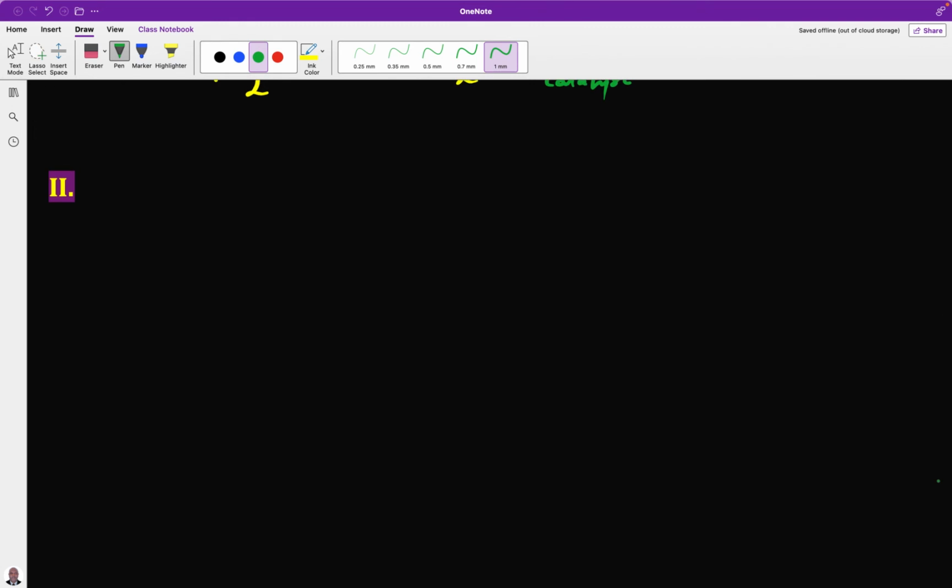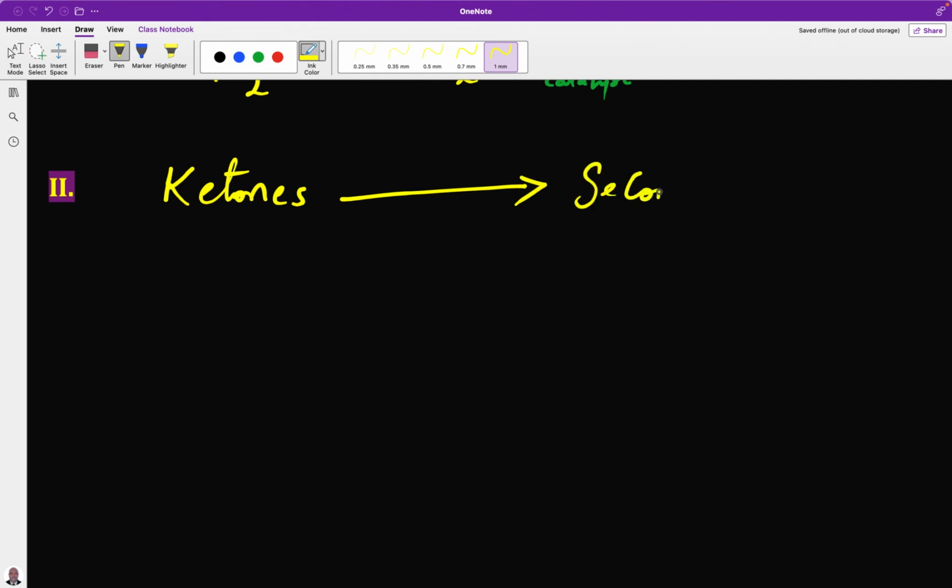Now, ketones. We said ketones can be reduced. Ketones can be reduced back to what? They can be reduced back to secondary alcohol.